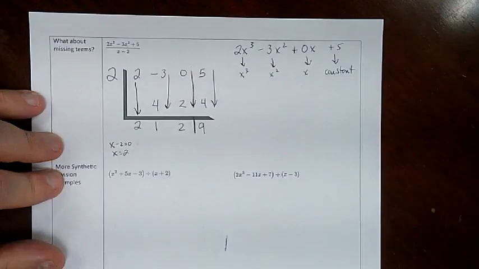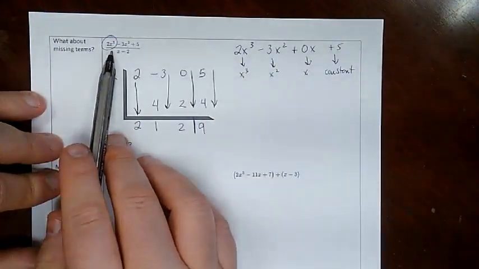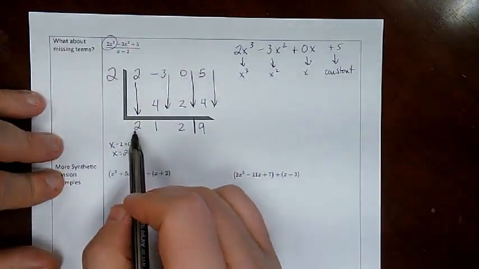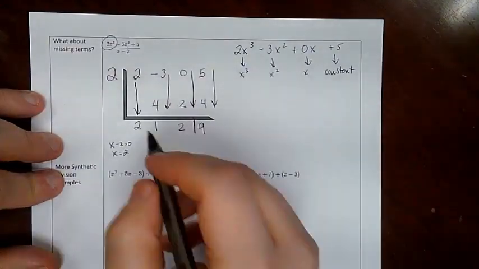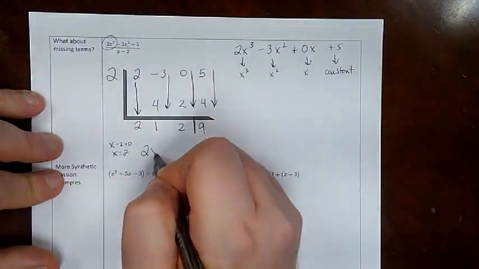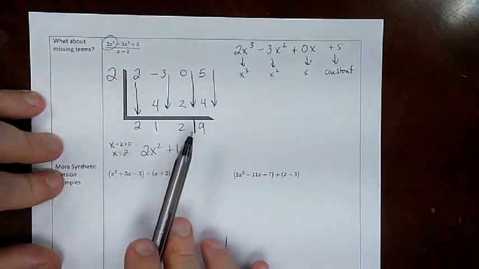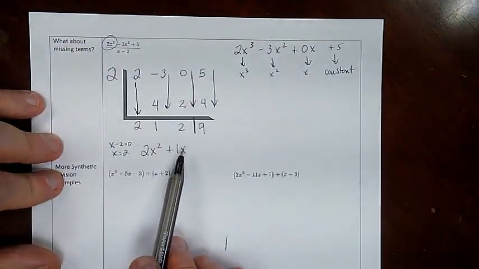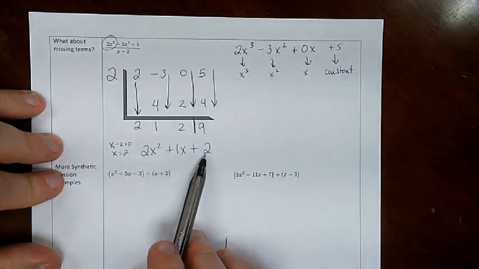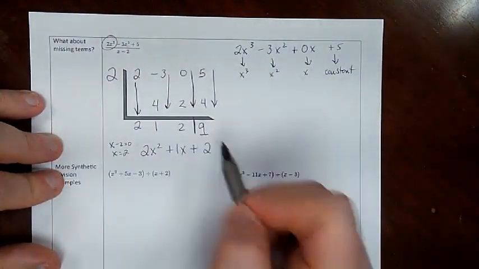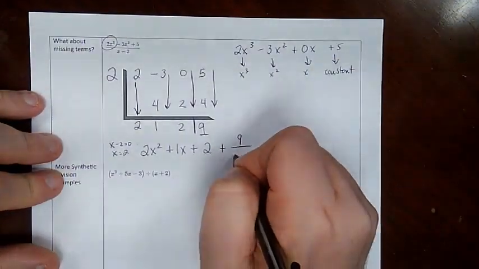So looking at my numerator, this time I am starting with x cubed instead of x squared, which means that when I begin to write my answer, I want to go 1 less than x cubed. So I will take this 2 and say that is 2x squared plus 1x. Notice we're using descending powers. This is x to the second, this is x to the first, plus 2, which is my constant term. I do have to deal with this 9 as a remainder, so I want to add 9 divided by x minus 2.